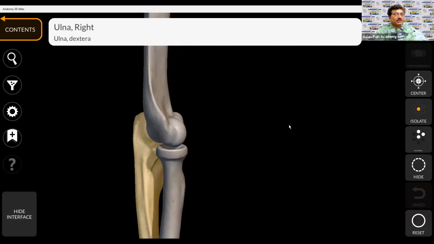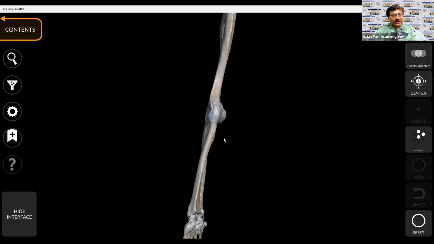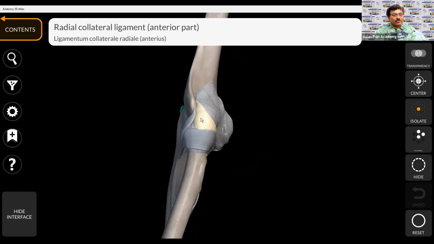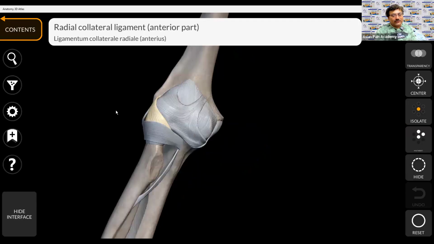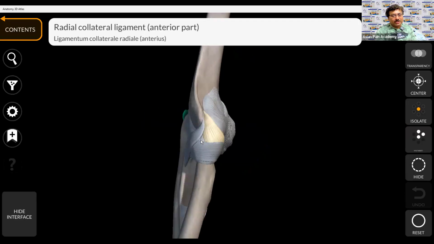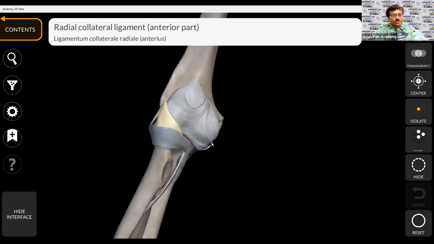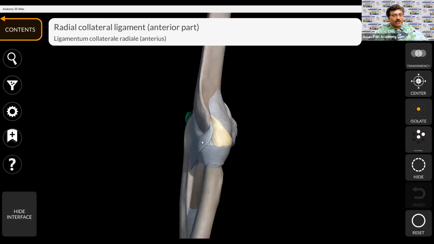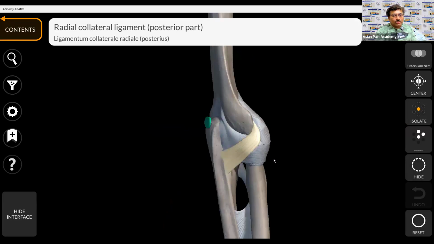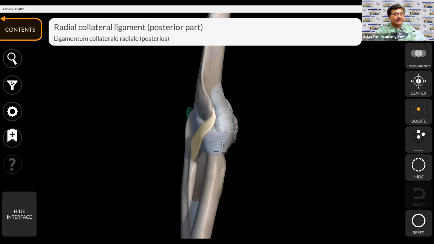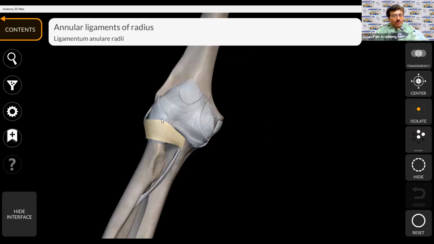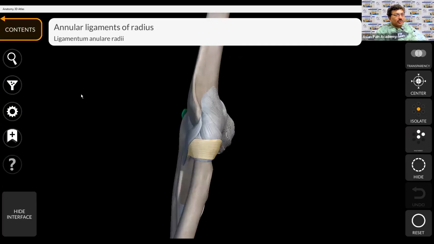So let us go for the capsules and ligaments of the joint. There is an ulnar collateral ligament, a strong ligament, but here we are not looking at the ulnar collateral ligament. The ulnar collateral ligament we discussed in the previous class. Here we have the radial collateral ligament, with its anterior and posterior parts, and also a ligament known as the annular ligament. And here we have the common extensor muscles.